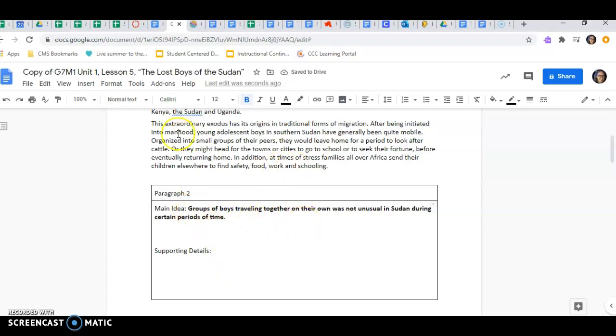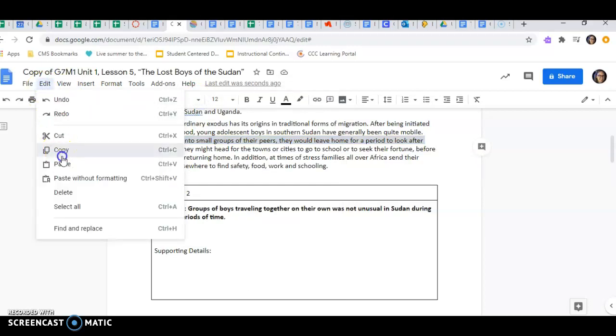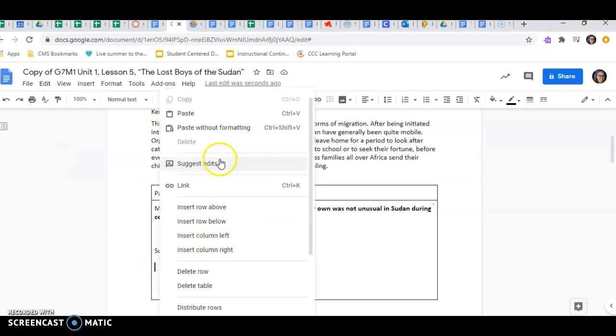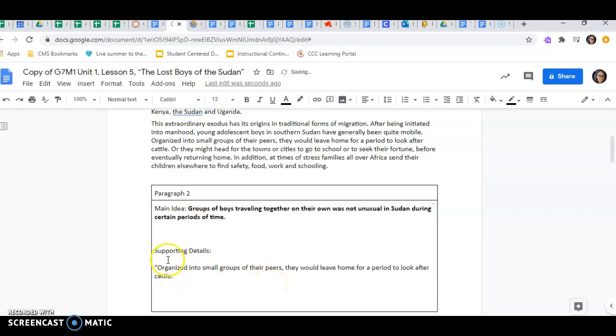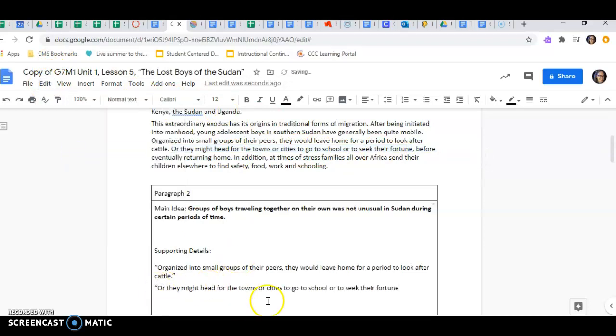So how did I get this main idea? Well, what was one example of groups of boys traveling together in Sudan? So it says, organized into small groups of peers, they would leave home for a period to look after cattle. So let's go ahead and click on that, and we can copy it. You can also go to Edit, Copy, and then let's go ahead and paste this here. Again, because that's directly from the text, I need to make sure to put quotation marks. What's another detail? It says they might head to towns or cities to go to school or seek their fortune. Is that another detail that says it wasn't unusual for groups of boys to travel together on their own? So let's go ahead and copy this again and paste it, and put our quotation marks.